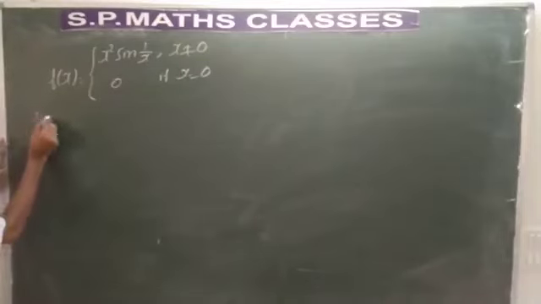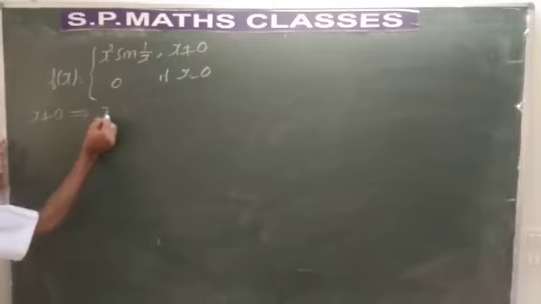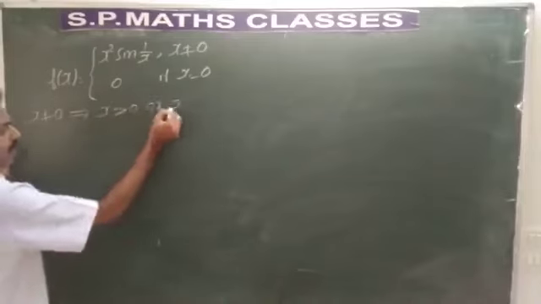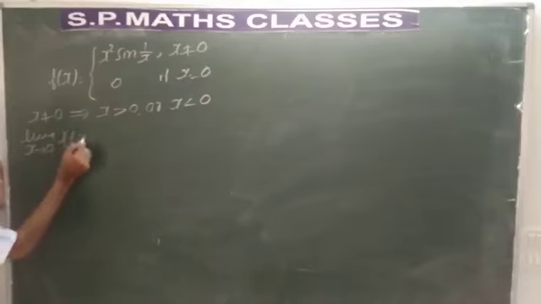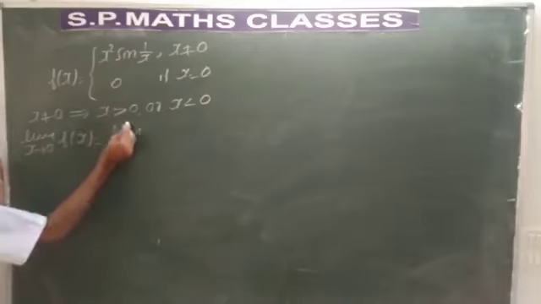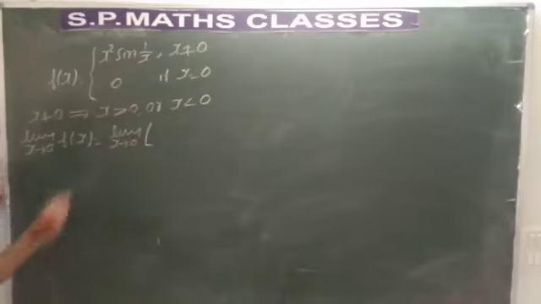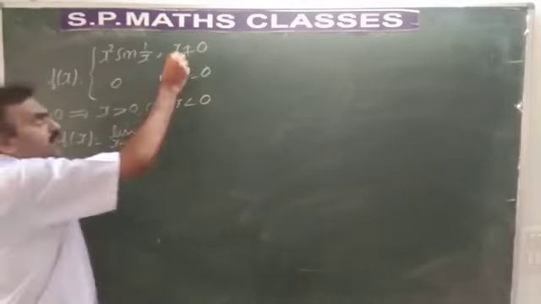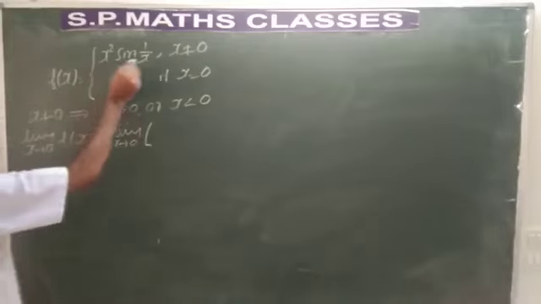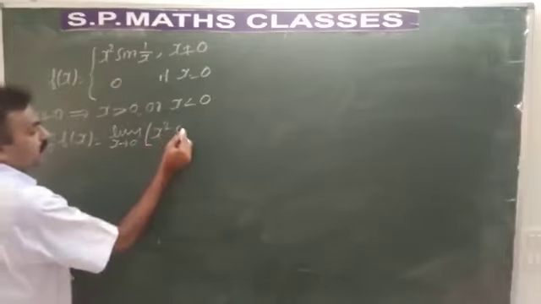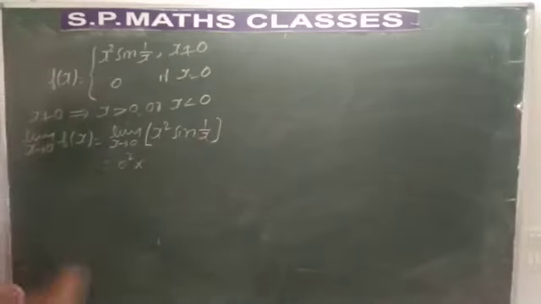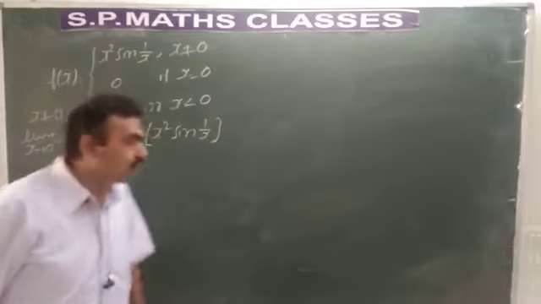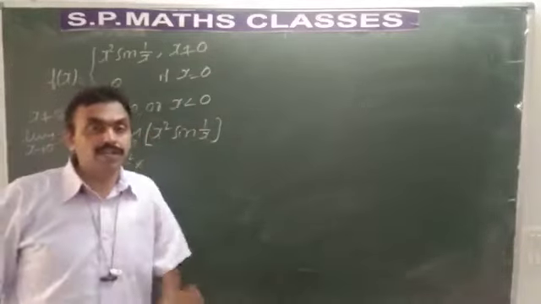Now, what do you mean by this? x not equal to 0 implies x greater than 0 or x less than 0. So I take the limit as x tends to 0 of f of x, which, for x not equal to 0, is x squared into sine 1 by x. Apply the limit: 0 squared into sine 1 by x. You cannot directly take sine 1 by 0.